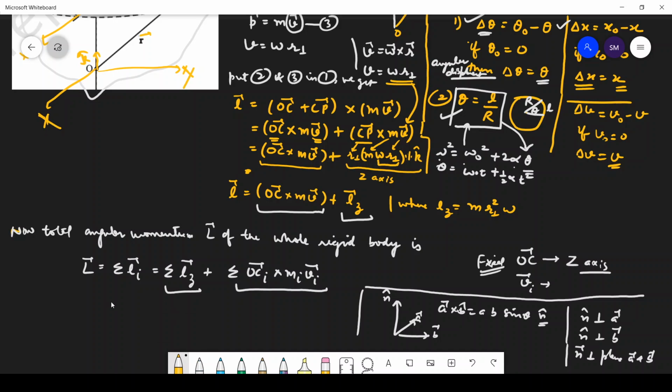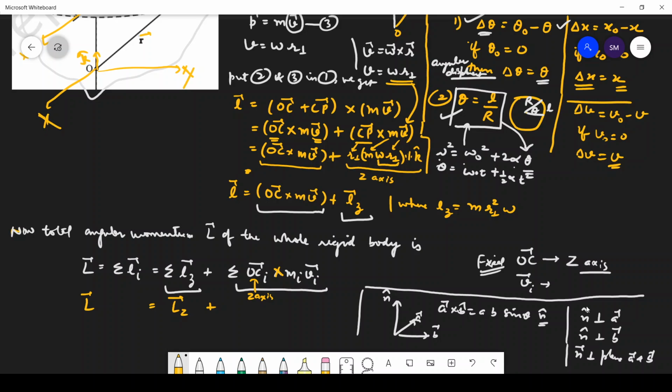So if this is the total angular momentum, it will also have 2 components. That's equal to the first component, capital LZ, plus this second component. This is along the z-axis, and you can clearly see that this OC is along the z-axis. So this cross product will definitely be perpendicular to the z-axis.